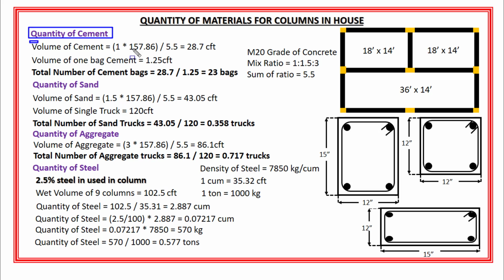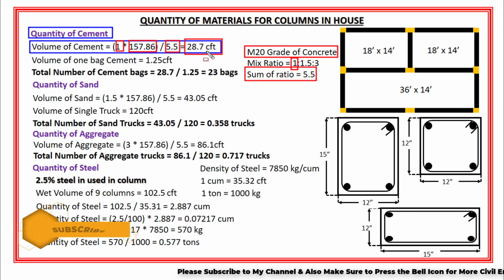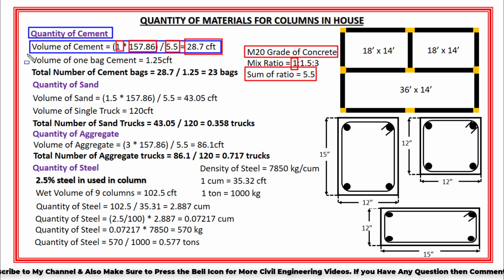Now the volume of cement is equal to 1, which is the ratio of cement in the mix ratio of M20 grade concrete, multiply by the dry volume of 9 columns, which is 157.86 cubic feet, divide by the sum of ratio, which is 5.5. And the volume of cement will become 28.7 cubic feet. Now for the number of cement bags, I will need the volume of one cement bag. Okay. And we know that the volume of one cement bag is equal to 1.25 cubic feet, right?